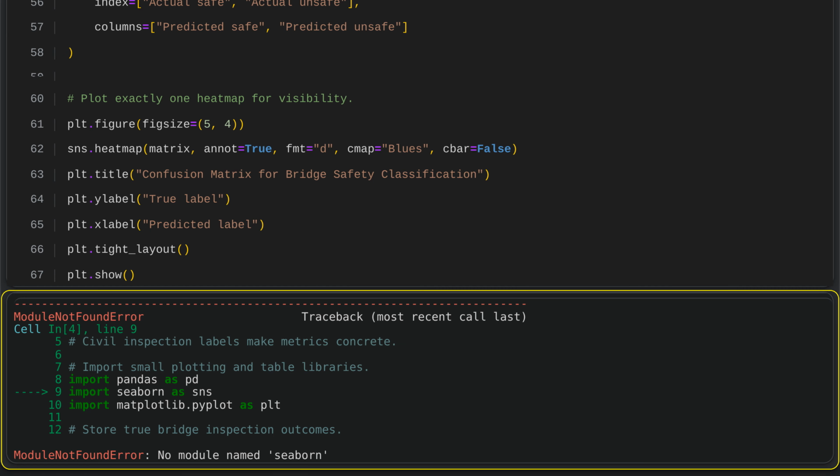This script evaluates a bridge safety classifier by comparing actual inspection results with predicted safe or unsafe labels. It builds a confusion matrix to count correct and incorrect predictions, then calculates accuracy, precision, recall, and the F1 score. It also displays the confusion matrix as a heat map, helping summarize where the model performs well and where it makes errors.